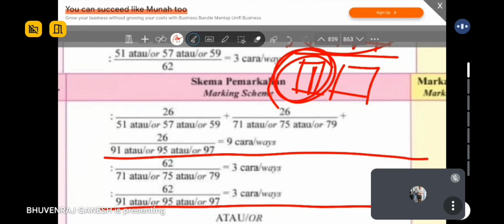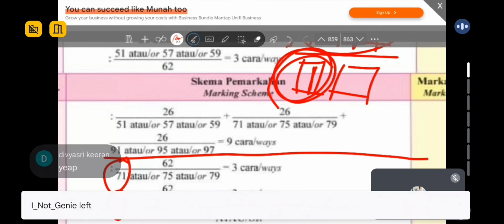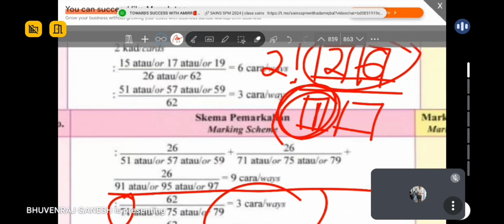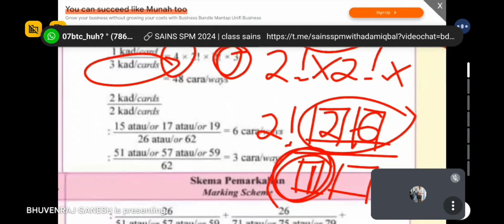Okay, yes. Okay, now let's see guys. If the case is 62, okay, 62 ke atas, what are the possibility? It can only start with 7 or 9. Am I right? 7 atau 9 saja kan? So 71, 75, 79, 91, 95, 97. Okay, so 3 ways each. Okay, settle. Okay, now let's say the 2 and 6 is at the bottom, like this case.